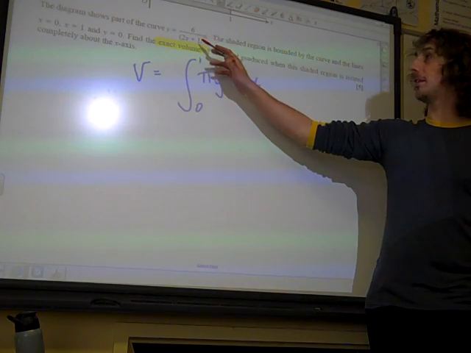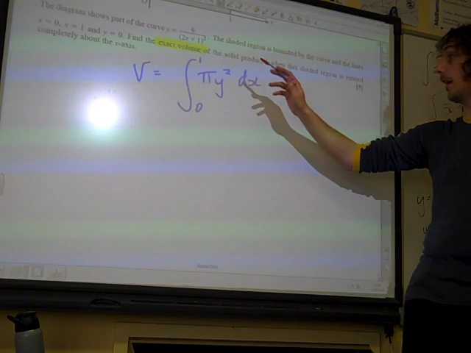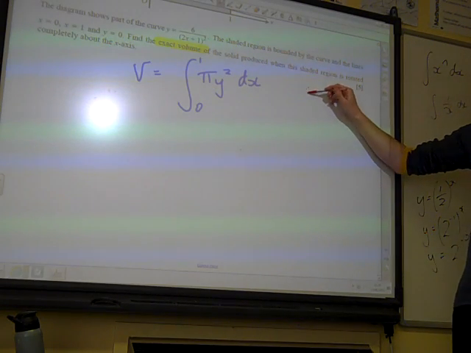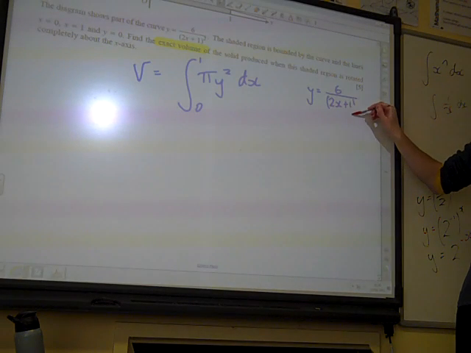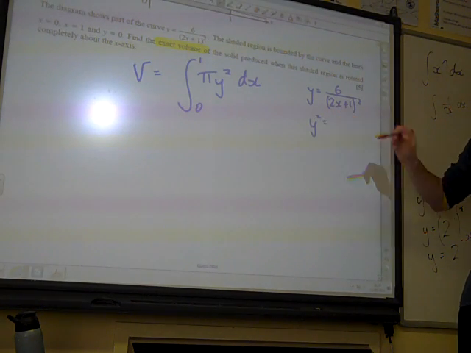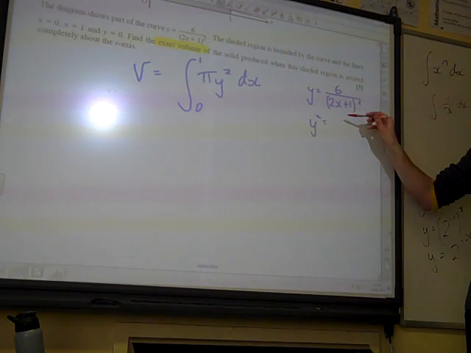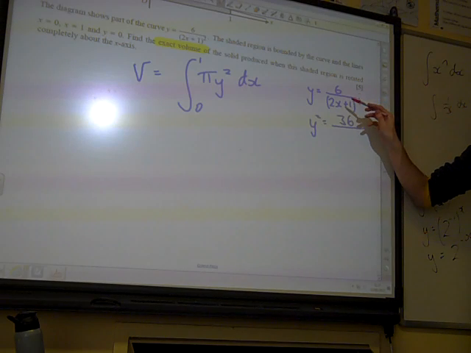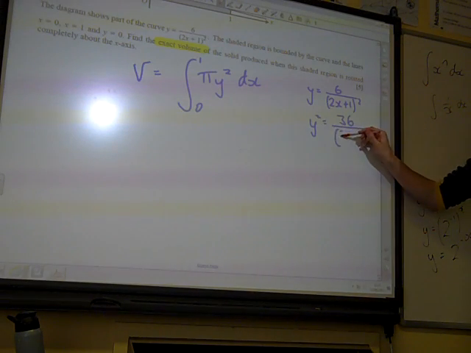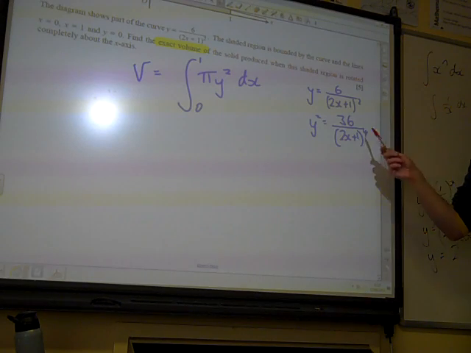And that means we need to put this function when it's squared in there. If it's helpful to you, actually write out somewhere separately what y squared would look like. Now of course if we're squaring that, we're squaring the top and the bottom. So we've got 36, and then if you square (2x plus 1) squared, you get (2x plus 1) to the 4. Okay, so we've got that.